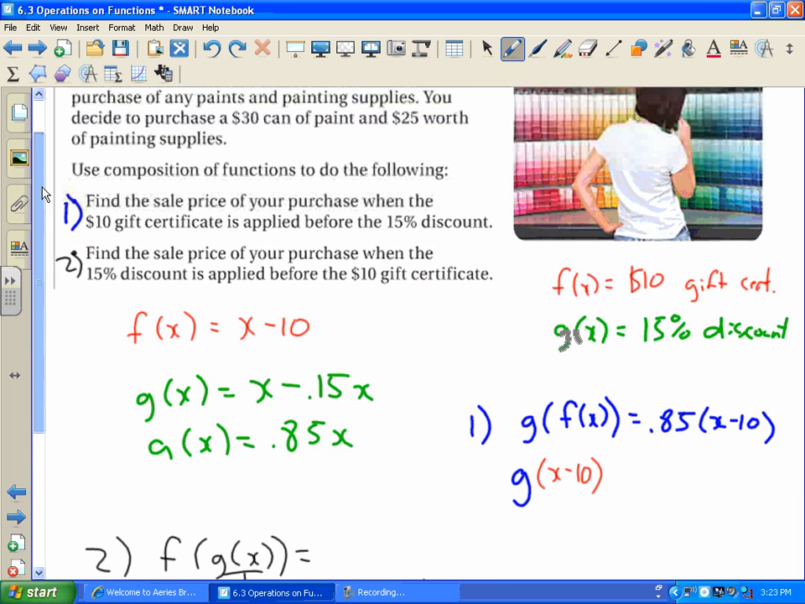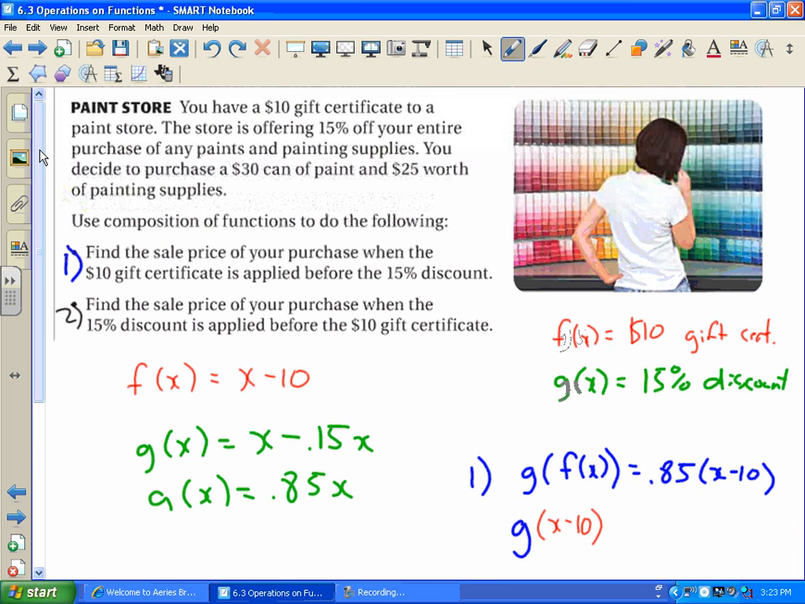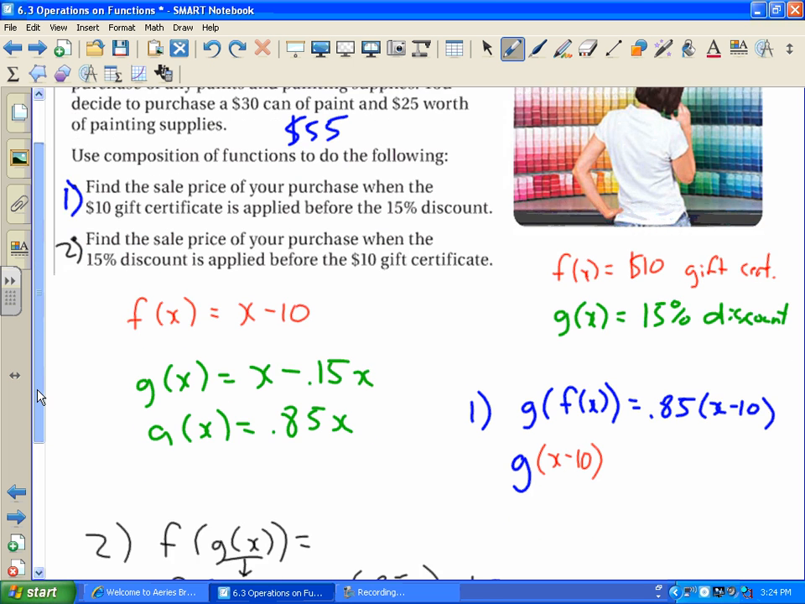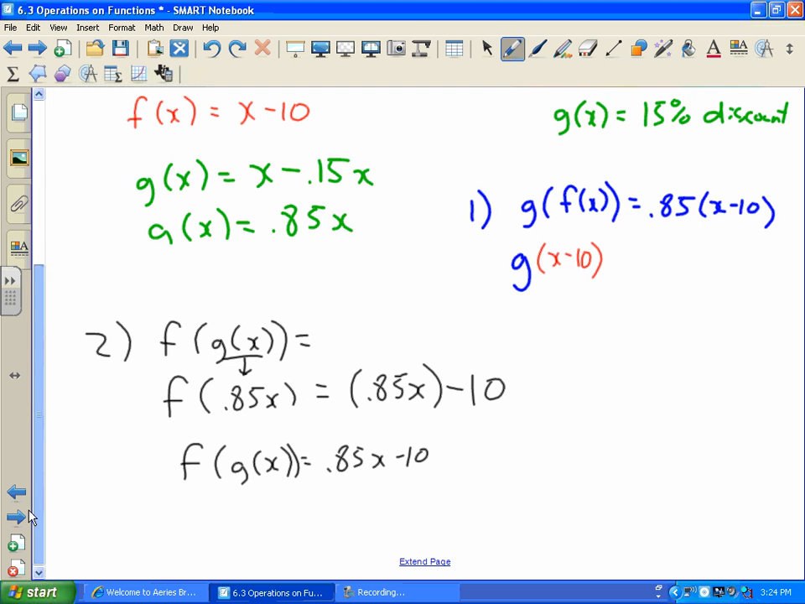Okay. The problem actually said, find the sale price of your purchase, and find the sale price of your purchase. Well, how much stuff did you buy? We bought a $30 can of paint and $25 worth of painting supplies. So hopefully you'll agree with me right now that the stuff that we wanted to buy was worth 55 bucks. But then I had the $10 gift certificate and 15% discount. So really I want to know how much I paid under both these scenarios.